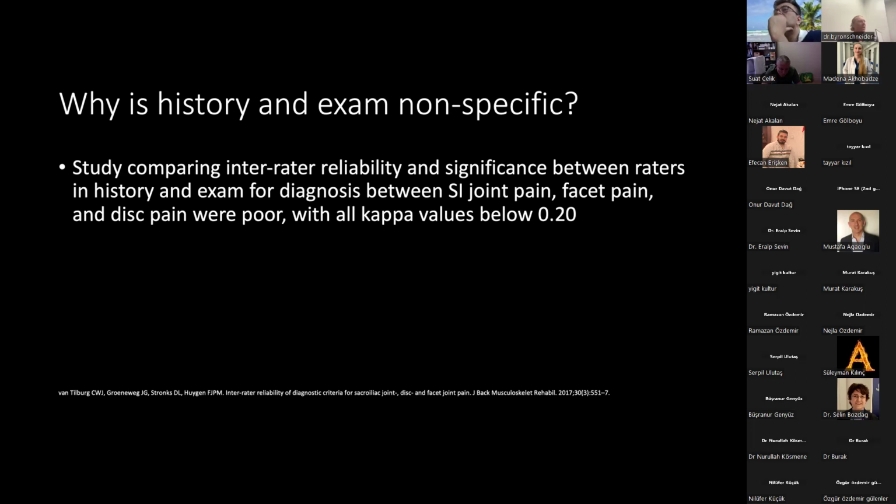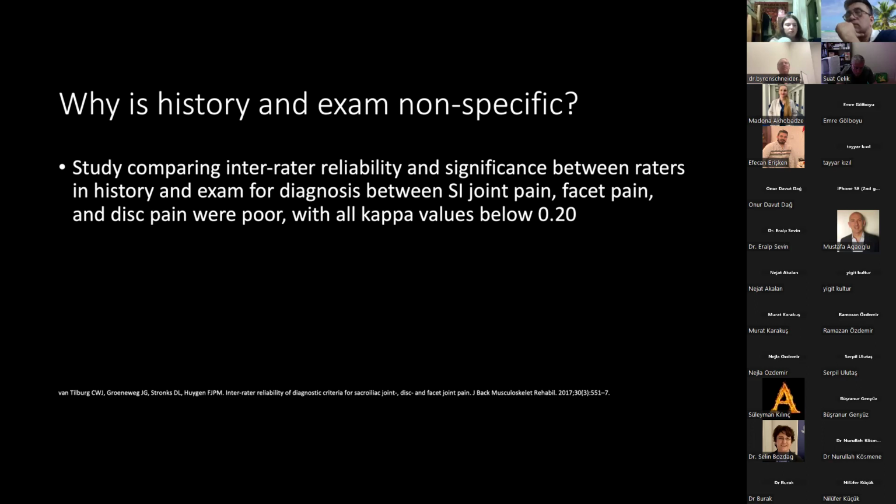So if we can't even do the exam in a way that gets us the same results, it's not at all surprising that we can't do an exam that's going to reliably predict the diagnosis, because the results of the test might be more dependent on who's doing it as opposed to what the test is. So this is the challenge we face in diagnosing low back pain.